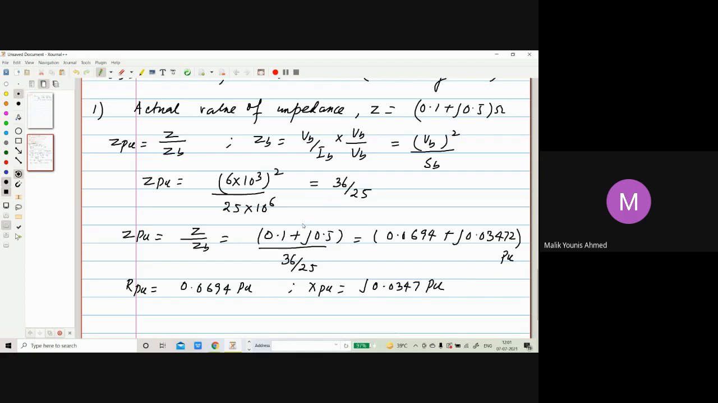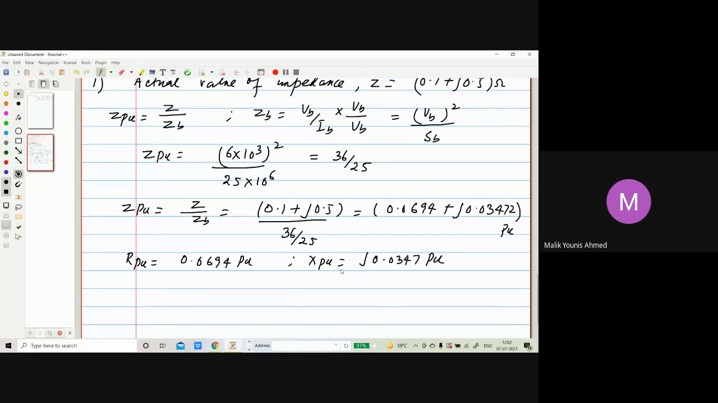I think for the first part of the question, there's not much difficulty in solving this. You should know the per unit value of Z, and for that we should know the base value of Z. How can we get the base value? You should always remember V base square by S base. I have derived it again to show you how I arrived at this result. We know S base, we know V base, so we can get Z per unit. Once we get Z per unit, we can split it into R per unit and X per unit. These are the values. That's what I have done.